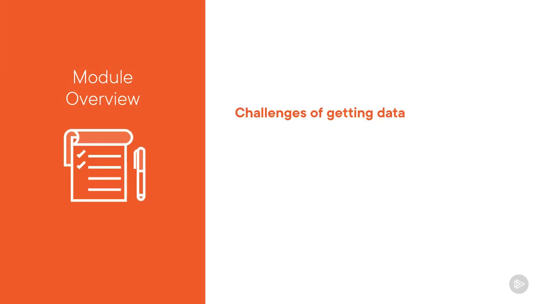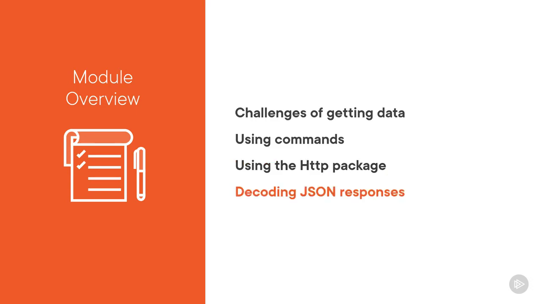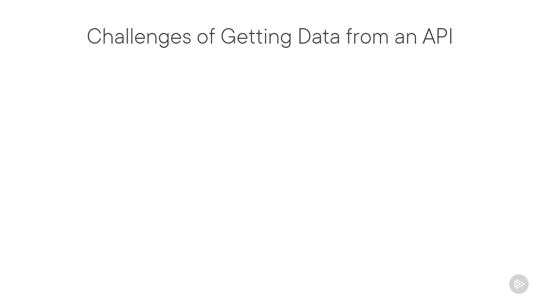First, we'll look into the main challenges of getting data from an external API. Second, we'll look into how Elm web apps interact with external APIs with the help of commands. Third, we'll install and use the HTTP package to send data to an external API, then see how to handle answers from the API. Finally, we'll install and use the JSON package to decode the JSON responses from the external API.